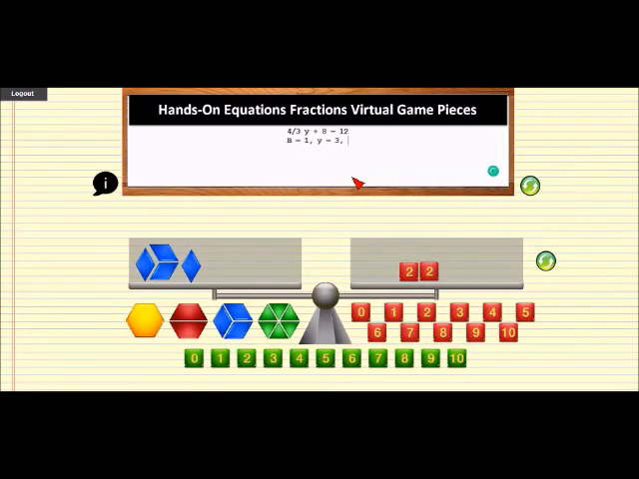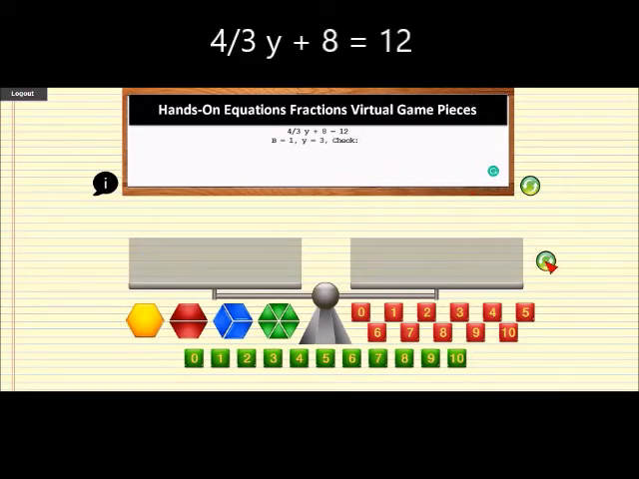And now, to do the check, we need to reset the original problem one more time. So we're going to clear the board. And we're going to set up the problem one more time. We need 4/3 of y plus a constant of 8. And all of that is going to be equaling a value of 12.